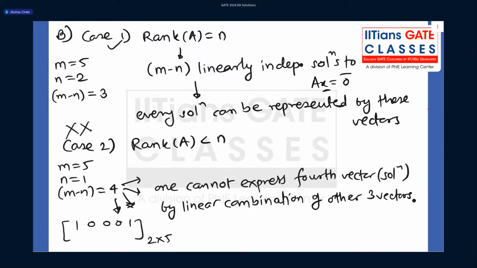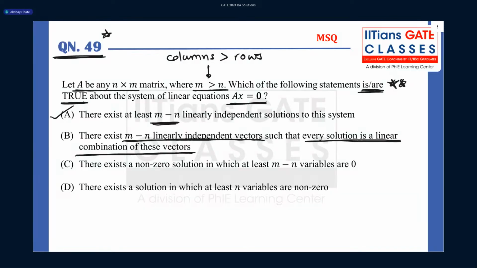But let's say this row becomes something like 2 0 0 0 2. So in this case, the rank of the matrix will be 1 because row 2 is dependent on row 1. And in this case, you will realize that you will have 4 linearly independent solutions, and you cannot express the fourth linearly independent solution as a combination of the other 3 solutions. So that is where this fails. It's a very tricky part actually, because most of the time people think that if option A is correct, the second will also be correct, but it is not. It fails in the case where your matrix A is not a full rank matrix.